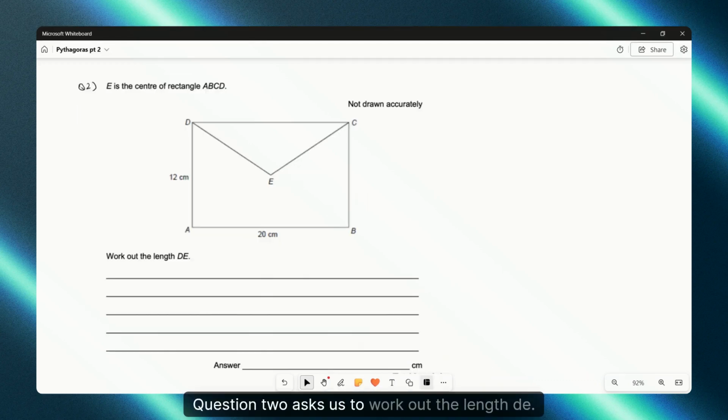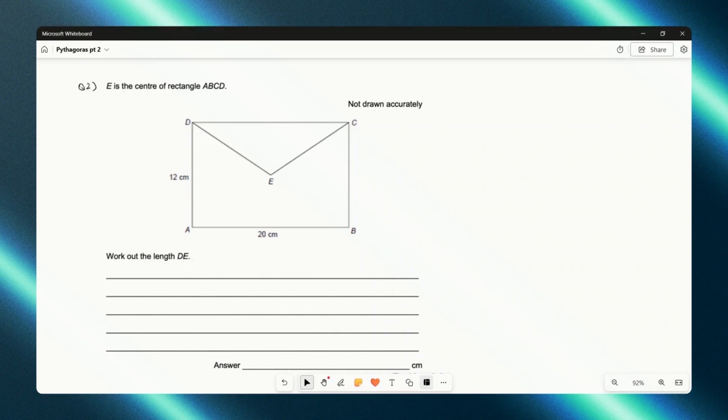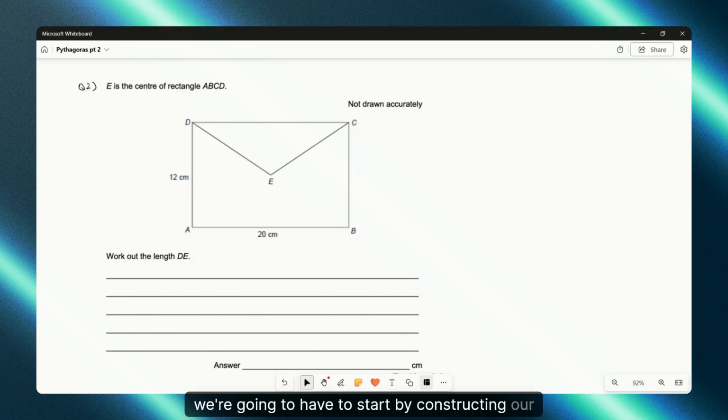Question 2 asks us to work out the length DE. As we can see from the diagram, there's a triangle inside a rectangle. So to work out the length DE, we're going to have to start by constructing our own little triangle. And we can do that by drawing a line from point E to the midpoint of DA. So let's do that now.